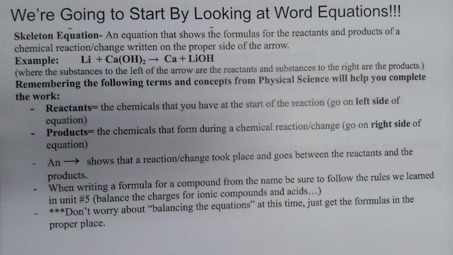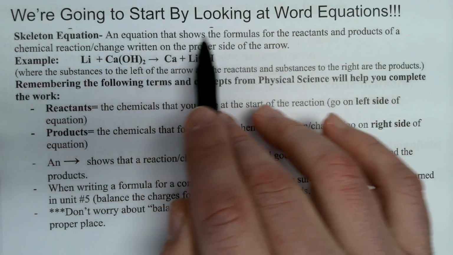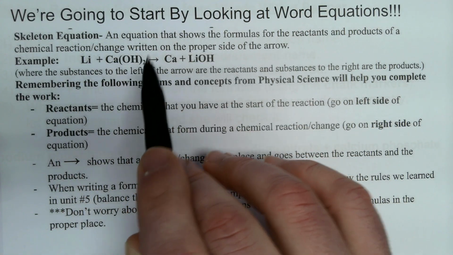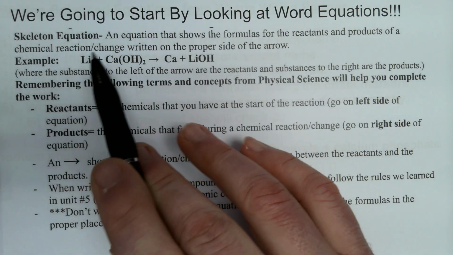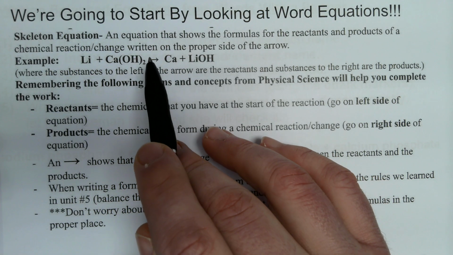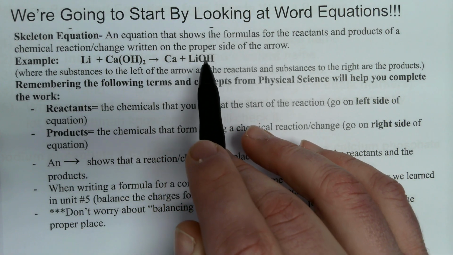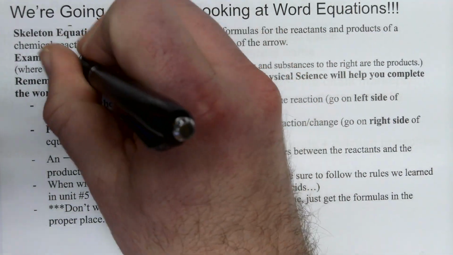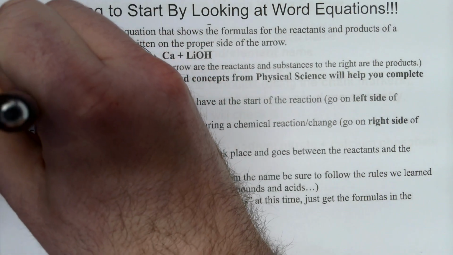First thing we're going to take a look at is the term skeleton equation. An equation that shows the formulas for the reactants and products of a chemical reaction or change, written on the proper side of the arrow. And here's my example: lithium plus calcium hydroxide yields, or will form, calcium metal plus lithium hydroxide. Now the key terms we want to look at: the items on the left-hand side of my arrow are my reactants.